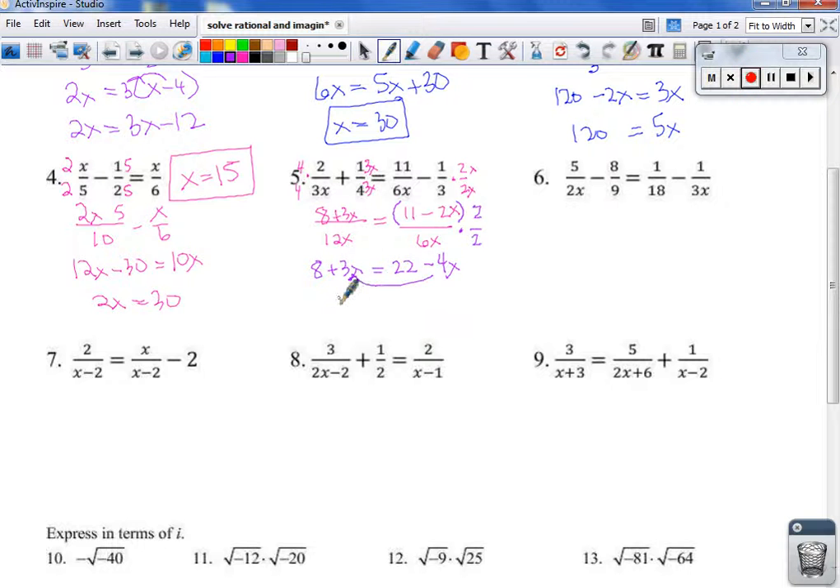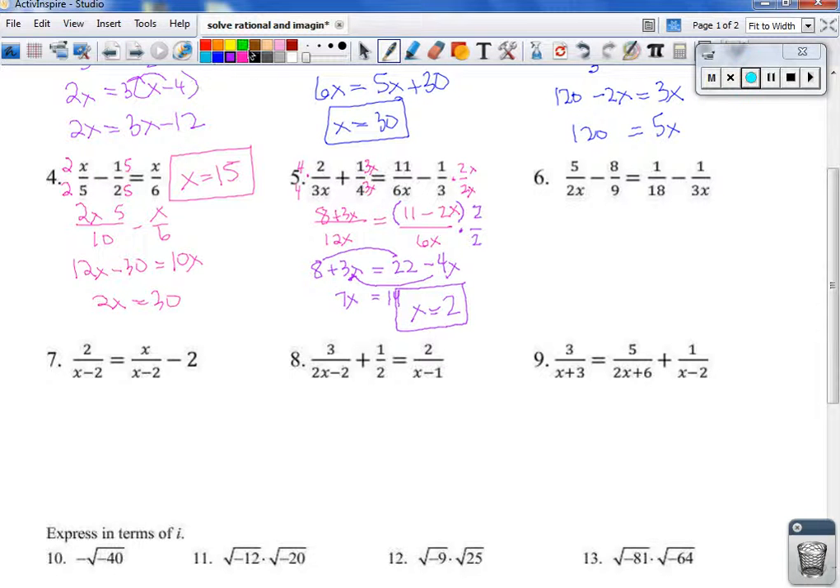So we'll add this to this side and get a 7x. We'll subtract this from this side and get a 14. So x equals 2. Okay, we could solve this, of course, by cross multiplying. You do get some x squareds and an x, and you have to divide by a number with an x. But this principle usually simplifies things a lot. When you make your denominators the same, the numerators must also be the same.